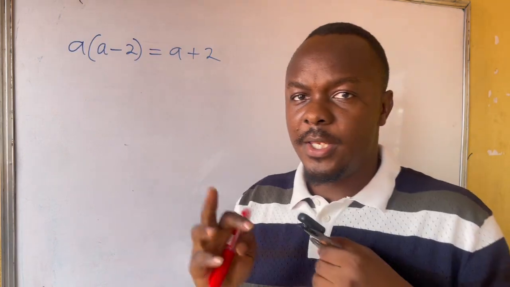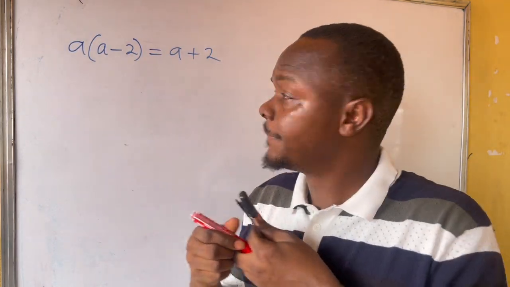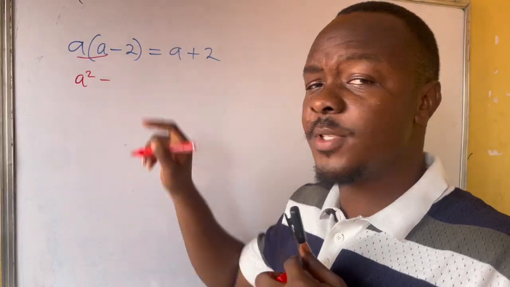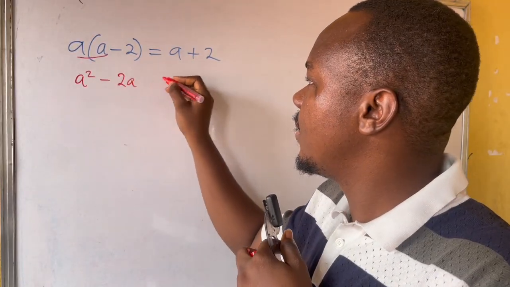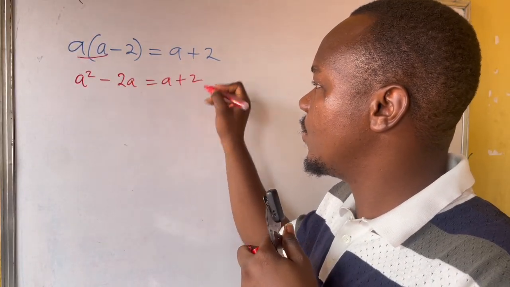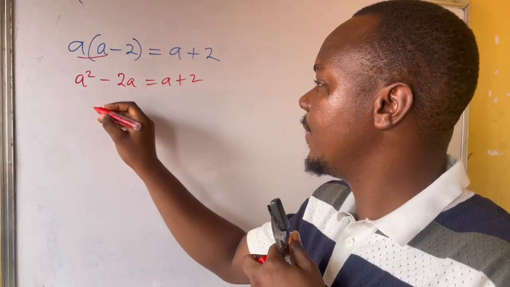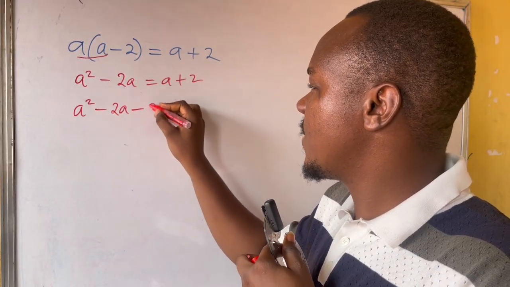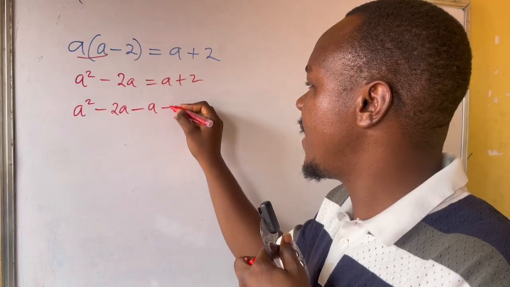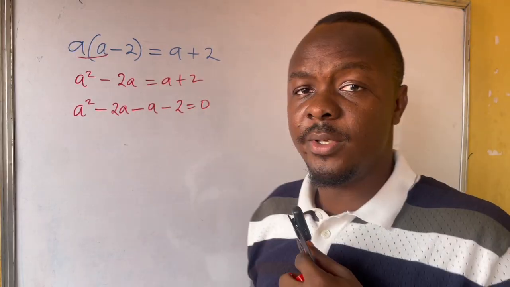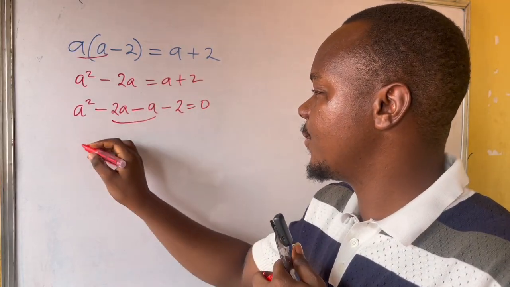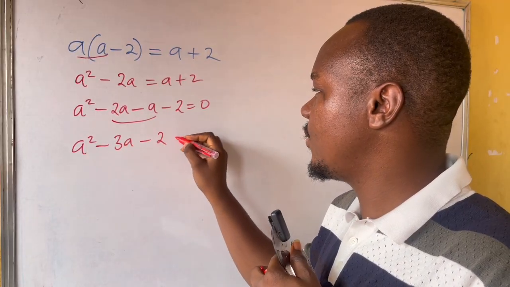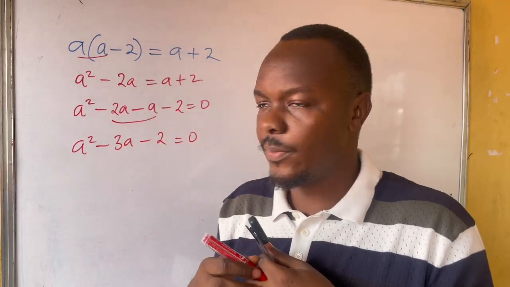Example 2. Here, first, we need to open this bracket. So this is a squared, then a times a is minus 2a, equals a plus 2. Let's bring this a and this 2 over here. So a squared minus 2a comes here, minus a, and 2 comes here, becomes minus 2, equal to 0. We have like terms here. So a squared minus 3a minus 2 equal to 0.